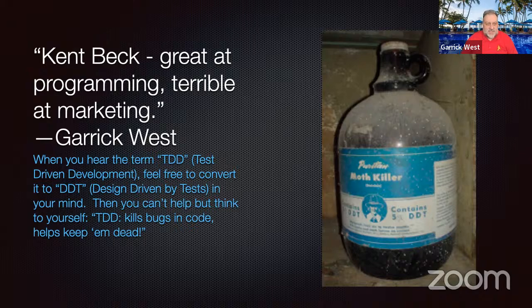If you think about it as DDT, as in design driven by tests, you can think back to the old terrible chemical that, fun fact, was banned in 1972 by the EPA due to environmental effects on wildlife and potential human health risks, because that's always fun. But it was a good way to kill mosquitoes from malaria. But DDT, the idea of killing bugs, kind of the marketing angle of TDD kills bugs in your code, keeps them dead. So yeah, to me, that's really the way I look at it.